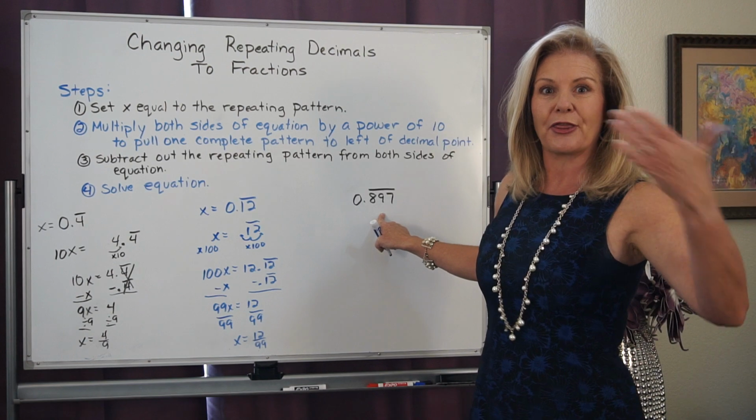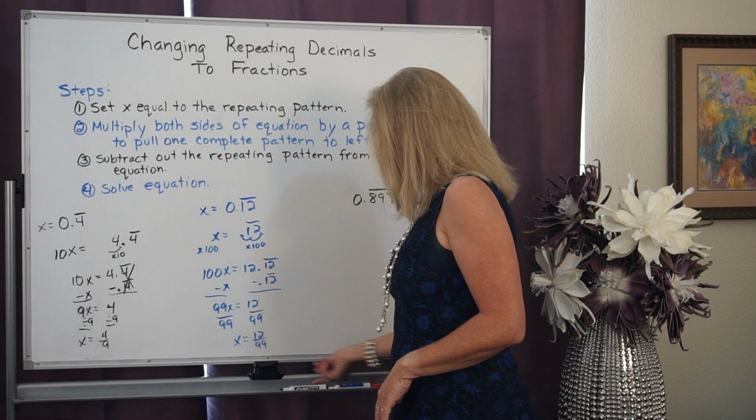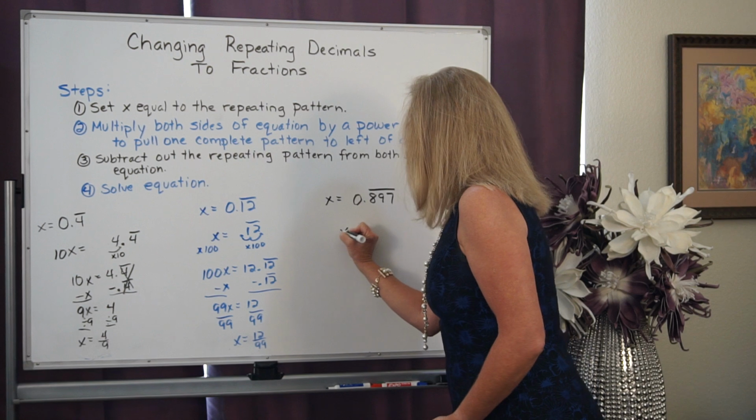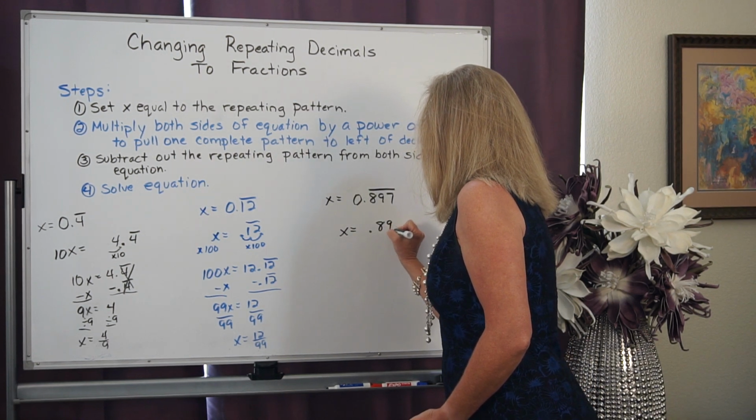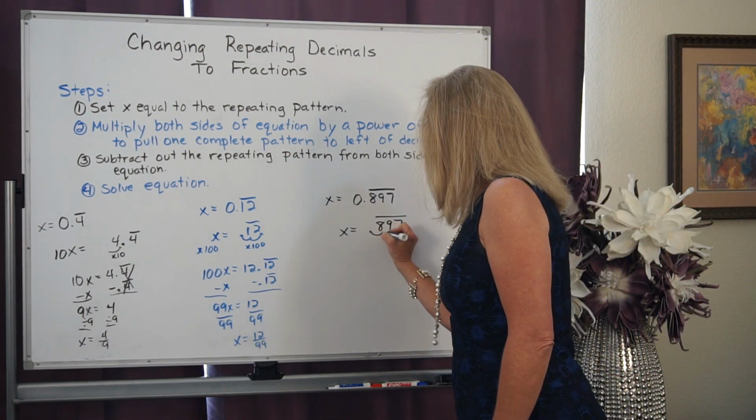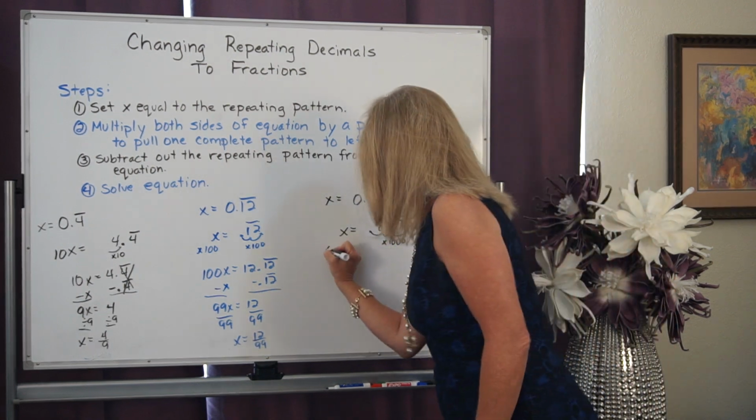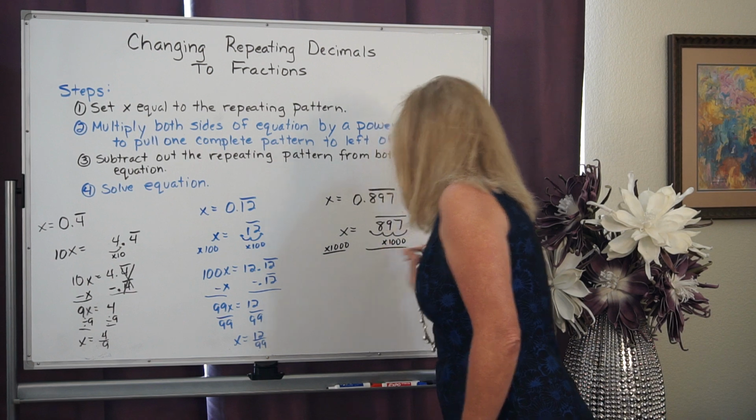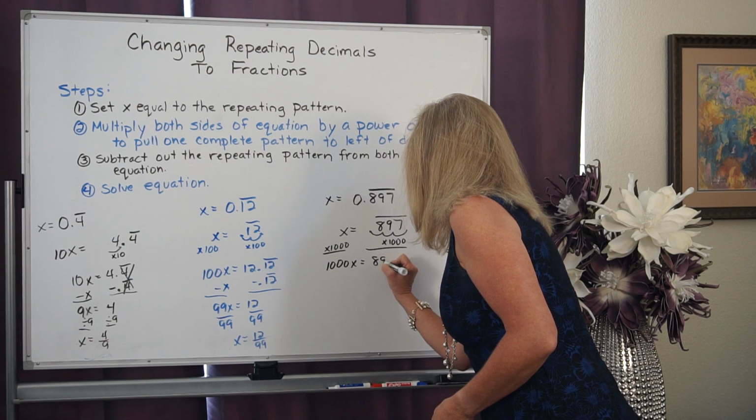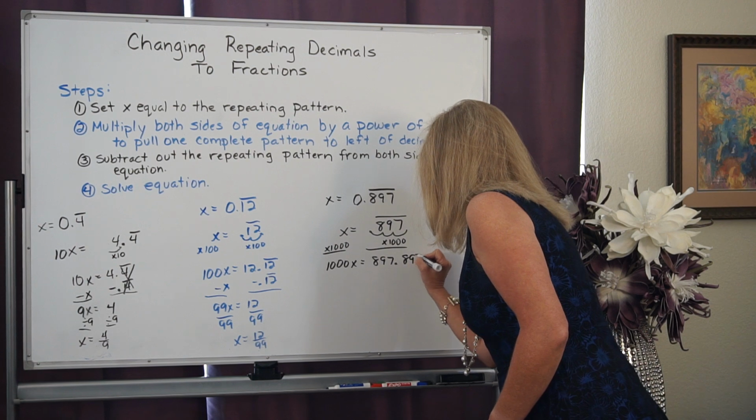We might even have a 3-digit pattern. Well, it's the same process regardless of the pattern. So we're going to start off and set x equal to that pattern. Now I'm going to create an equation. And instead of multiplying by 10 or 100, I'm going to multiply by 1,000. But whatever I do on one side, I have to do on the other. So in the end, I'm left with 1,000x on this side, and I'm left with 897. Now remember, that pattern is still there. 897 repeating.